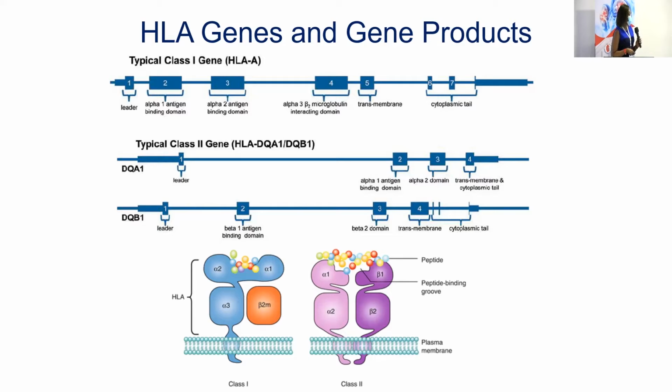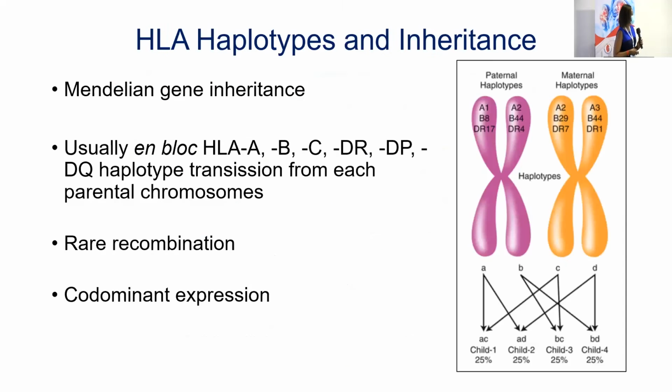So this is where a lot of the polymorphism occurs. And that is important just to ensure that we can bind and present to our T lymphocytes as many different peptide antigens as possible so that we can produce a diverse immune response. The class 2 gene proteins are expressed on what we call the antigen presenting cells. So B cells, dendritic cells, monocytes, and macrophages, and T cells can also express them when they're activated.